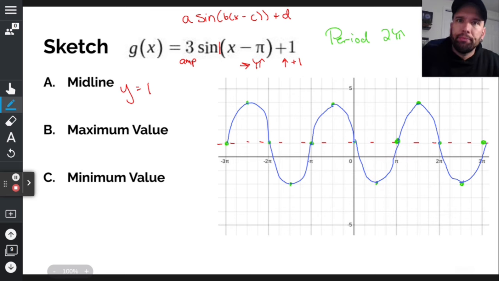I did it. After all of that, my maximum value is 4. My minimum value is negative 2.